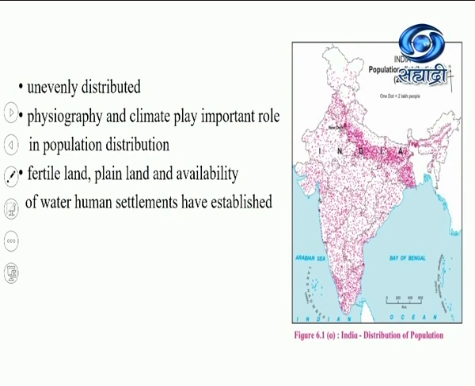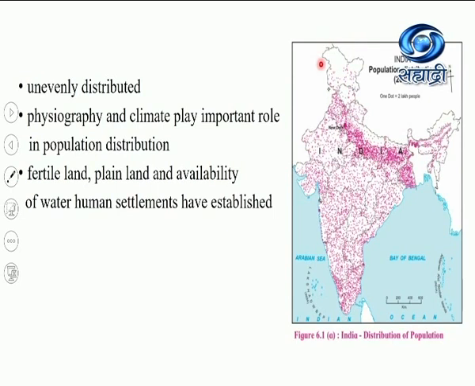So definitely, according to the plains, plateaus, mountains, and coastal areas, the population distribution is different. It is not the same. In the northern plain region, since it's a flat land, population density is very, very high, and so the distribution of population is also very high. Even climate is important. Climate plays a very important role in population distribution.